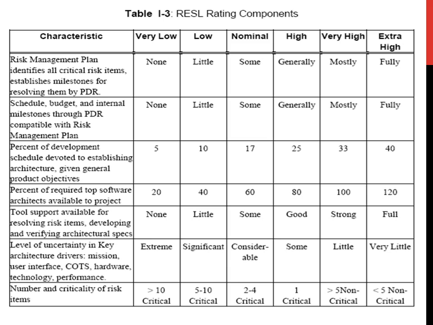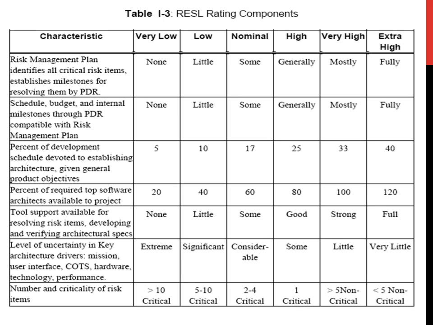Coming to this slide, it is the resolution rating components. Here we have different types of characteristics which can be indicated with different levels like very low, low, nominal, high, very high, extra high. Like risk management plan, the schedule, budget, and internal milestones, and percent of development schedule devoted to establishing architecture given general product objectives, percent of required top software architects available to project, tool support available for resolving risk items, developing and verifying architecture situation, and level of uncertainty in key architecture drivers: mission, user interface, costs, hardware, technology, and performance, and the number and criticality of risk items.